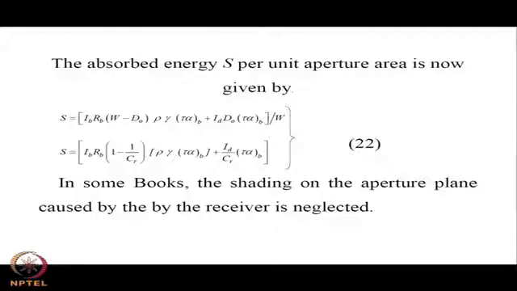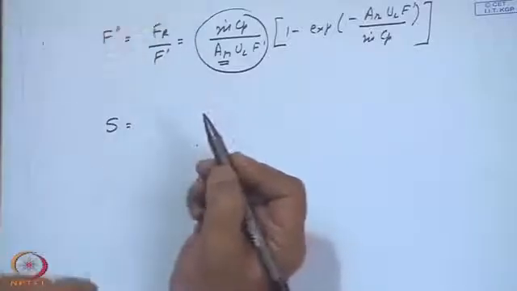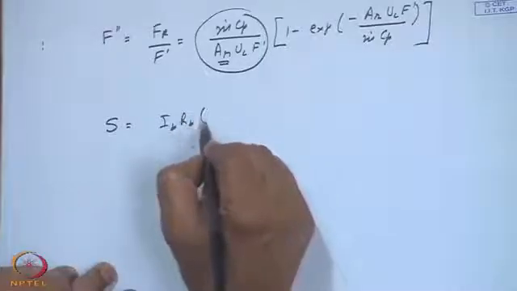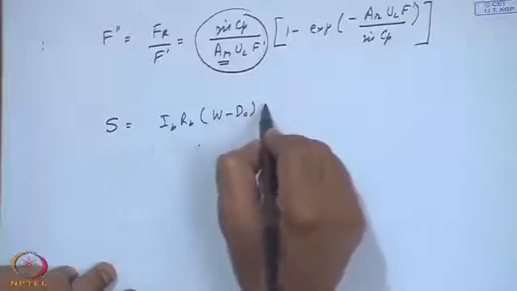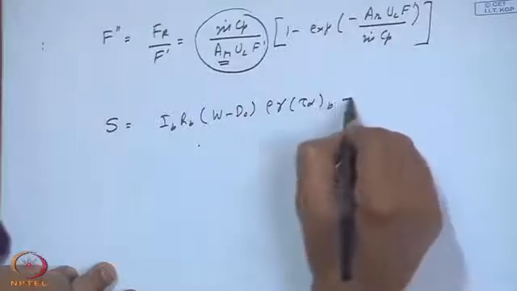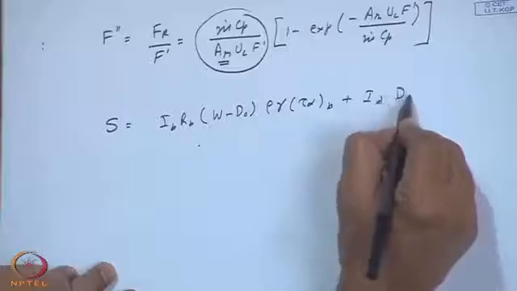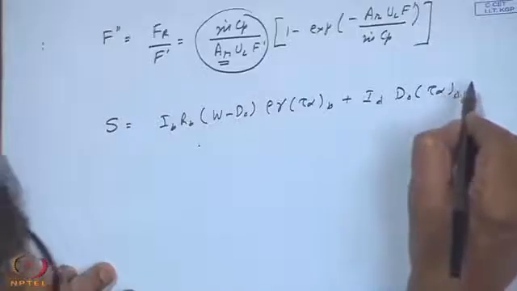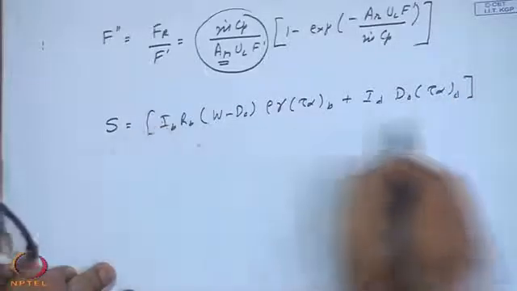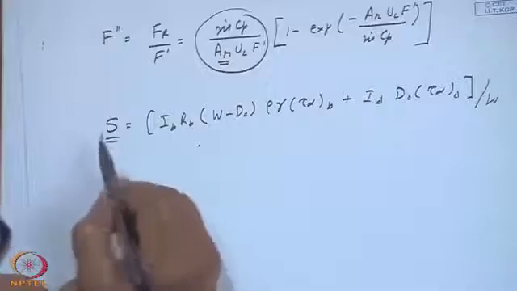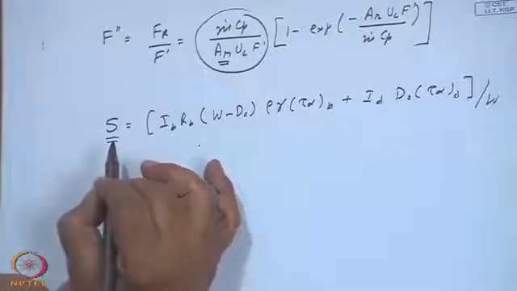Once again, if you look at some books, you will find the absorbed energy, and I thought I should give a clarification over here: IB RB times (W minus D naught) rho gamma tau alpha beam, plus I diffuse D naught tau alpha diffuse, upon W. This is the solar radiation absorbed per unit area of the aperture.